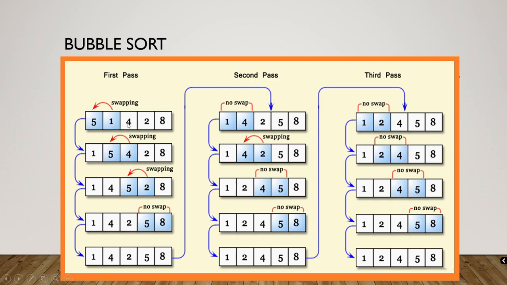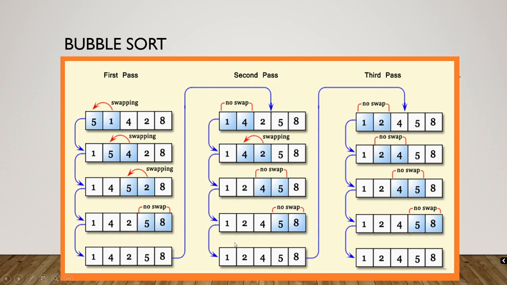Now check the next two elements, 5 and 4. Which is greater? 5 is greater, so swap it. 4 here, 5 here. Again check with the next element, 2 has come here. 5 and 8, which is greater? 8 is greater, so no swap. Since 8 is greater than 5, there should be no swap here.